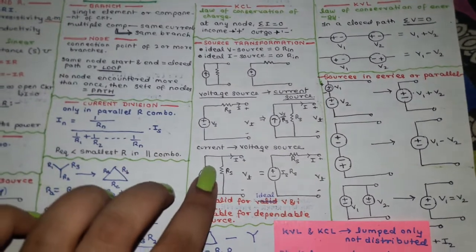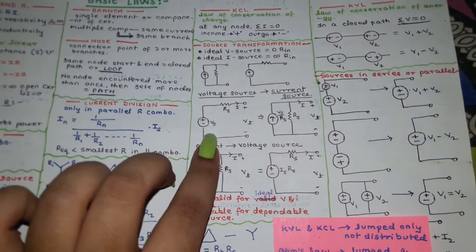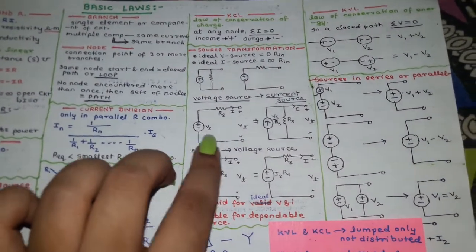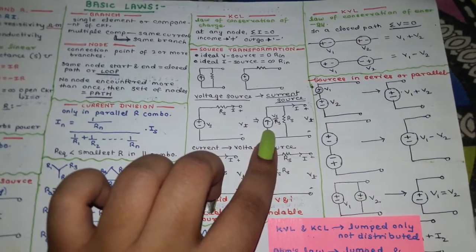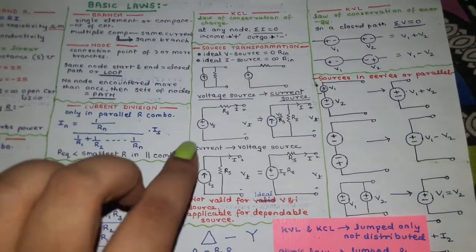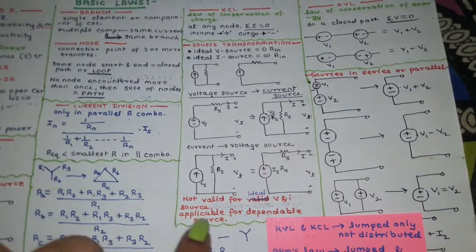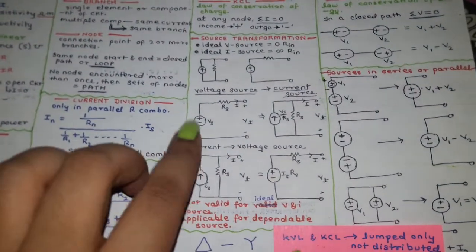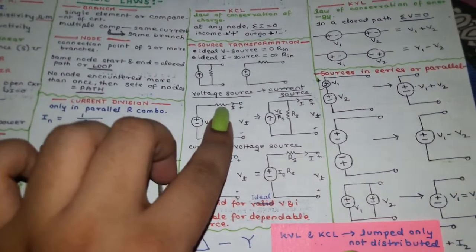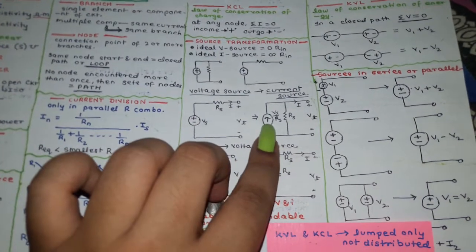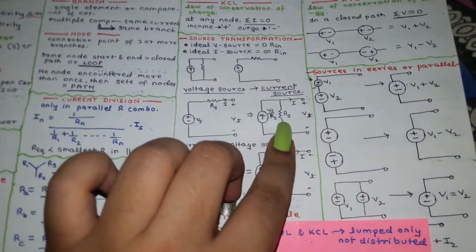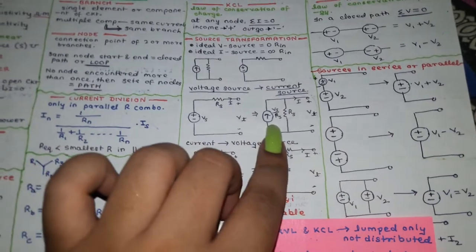Source transformation is applied when you have to convert a circuit with a voltage source into a circuit having a current source. So this is what we are doing: we are converting a voltage source into a current source and vice versa. If you have a voltage source in series with a resistance, you can convert it into a current source in parallel with a resistance. We are applying basic Ohm's law over here.